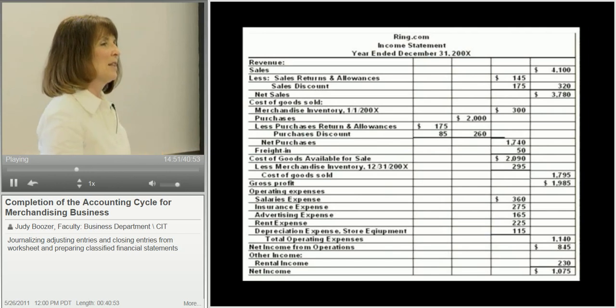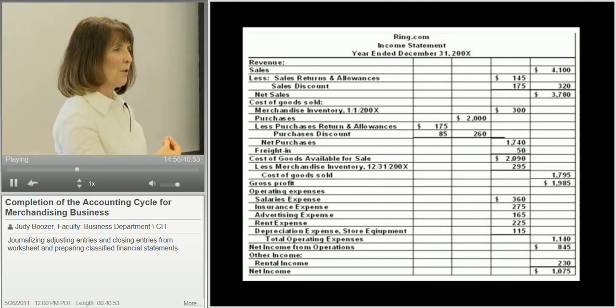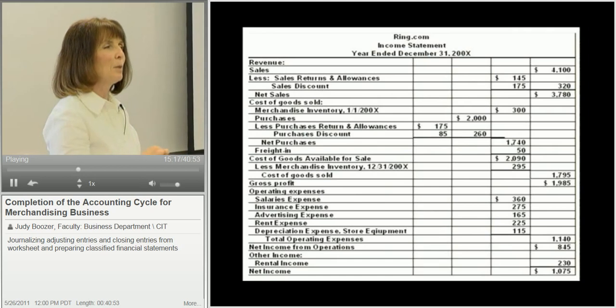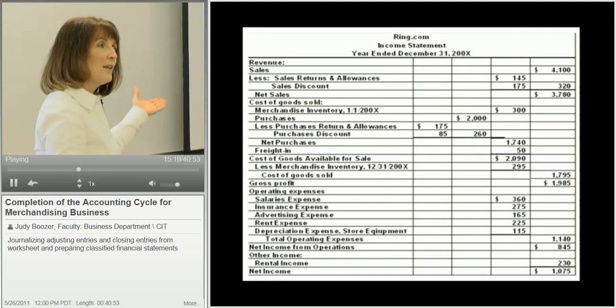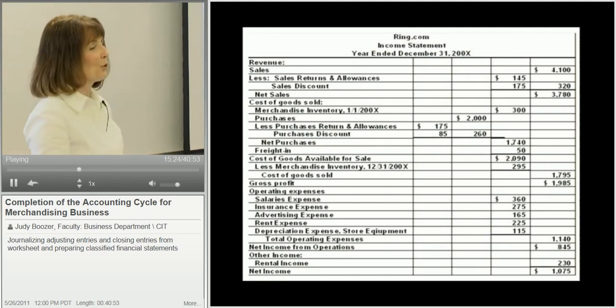Makes sense. Think about it. The merchandise we began with plus the net purchases for that period, including any freight charges that we had associated with it, gives us the cost of the goods available for sale. Not the cost of goods sold, cost of goods available for sale. Did we sell all of it? Maybe, but if you have ending inventory, no.